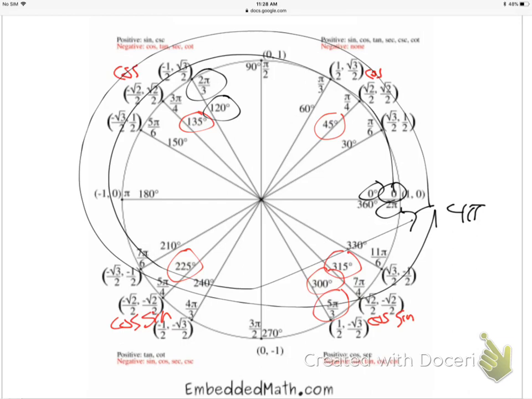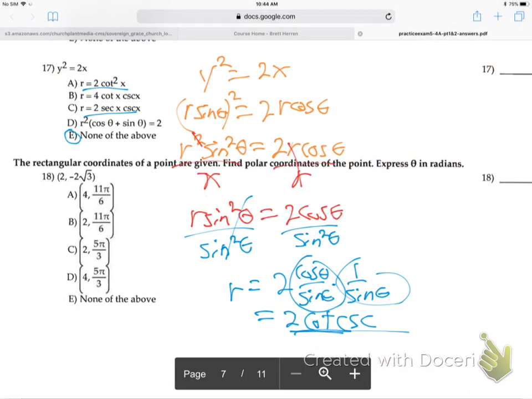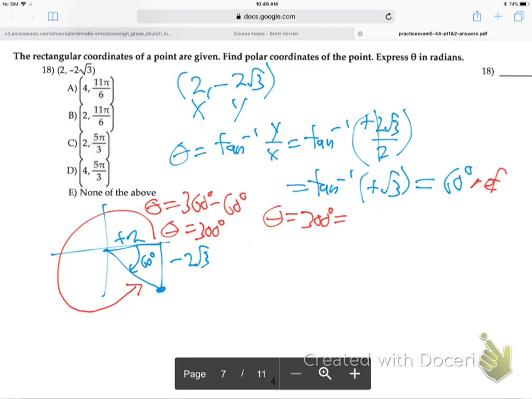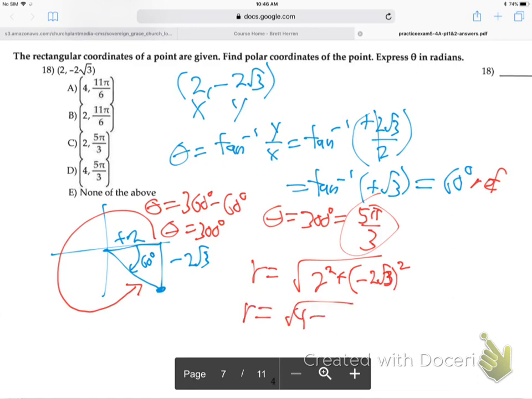Just go to your unit circle diagram. 300 is 5 pi over 3. So there's my angle, 5 pi over 3. What's my r? Square root of 2 squared plus minus 2 root 3 squared. Boy, half this test has been converting, hasn't it? So 4 plus, what is that? 4 times 3, 12. Root of 16, 4. The r is 4 and 5 pi over 3. D. On we go.